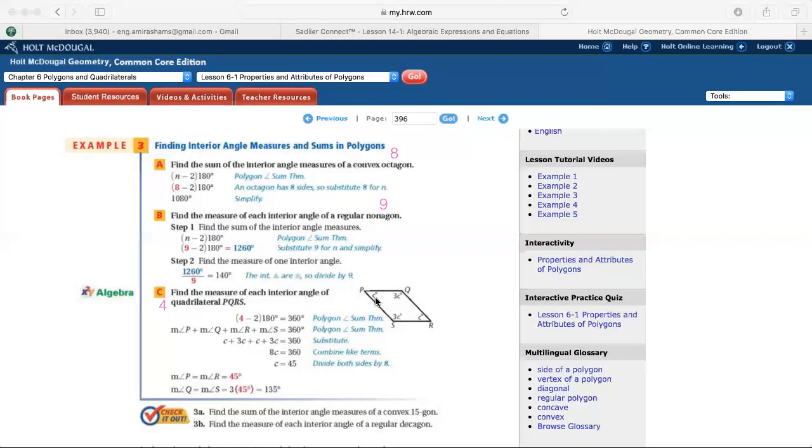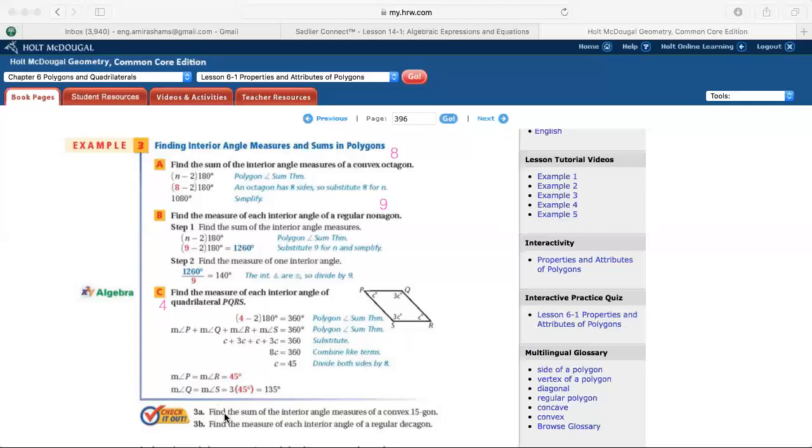So angle P and angle R are equal to C, and C is equal to 45. So angle P and angle R are equal to 45. Angle Q and angle S are 3C, and C is 45. So 3 multiplied by 45 is 135. It is a kind of algebra because I have to get the value of the variable C, then I will substitute to find the angle.